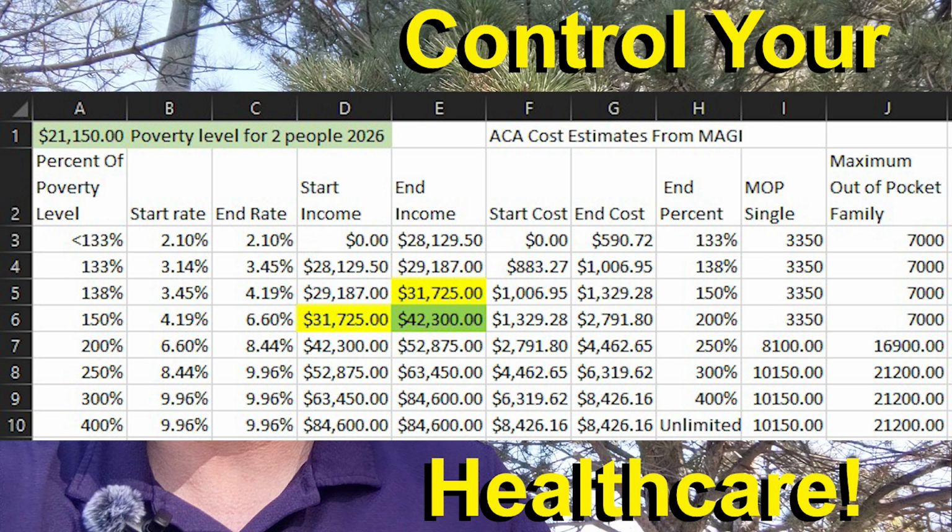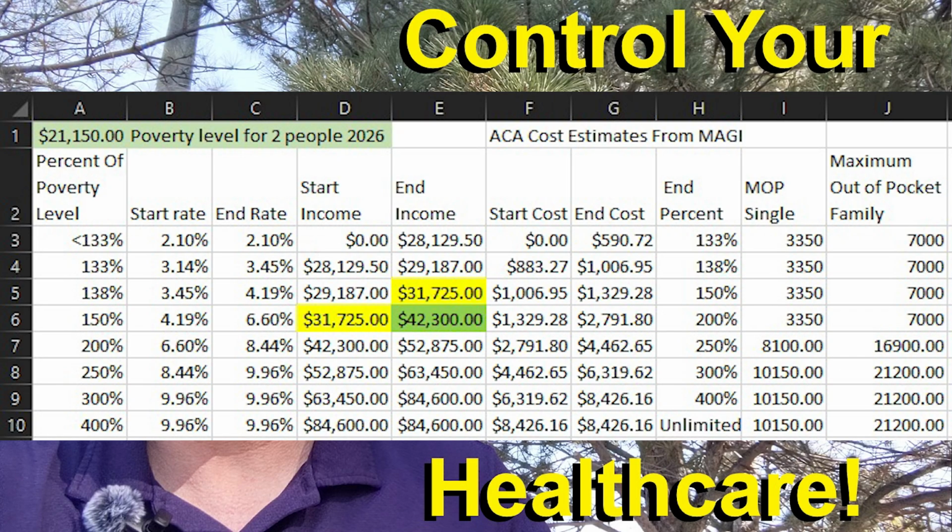So let's say you've saved up, you've got some CDs, or you've got a bank account, or you've got a brokerage account that you have a big cash portion in, or you've got some stocks that don't have much appreciation in them. You could sell some of those, and as long as your income stays beneath 42,000, then you can get these maximum healthcare subsidies.